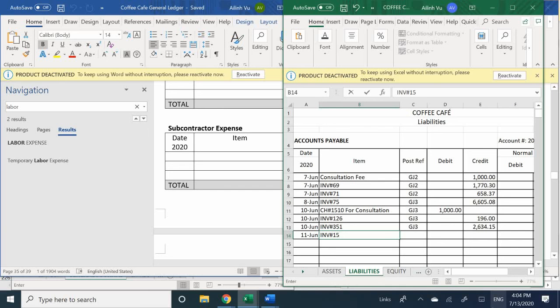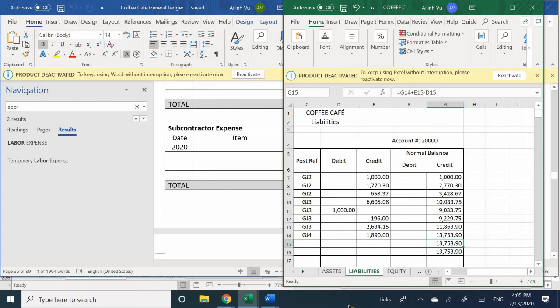Is it 1542 or is it 15? No, let me see. 1754. Thank you. 1754. Okay, and then we're going to go with general journal number 4. Because we're increasing the amount that we owe, we're going to credit it. So that means your new amount in your accounts payable should now be $13,753.90.